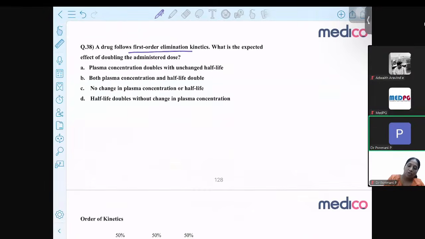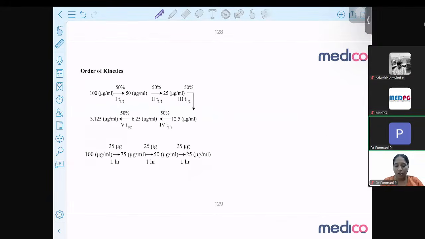Now moving into the next question. A drug follows first order elimination kinetics. What is the expected effect of doubling the administered dose? So what will happen if you double the dose? That is what we are asking. So in first order kinetics, what is happening? A constant fraction of a drug is eliminated. For example, in 1 hour, if 50% is getting eliminated, in every hour, the same 50% will get eliminated.